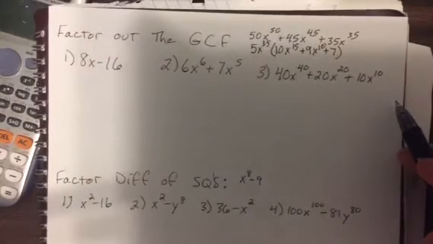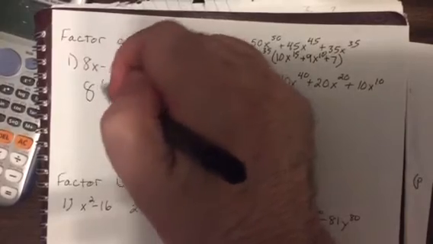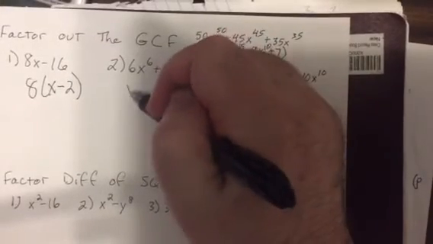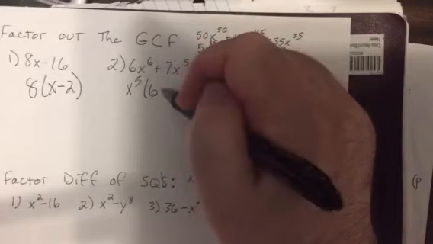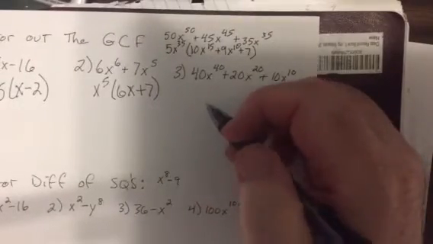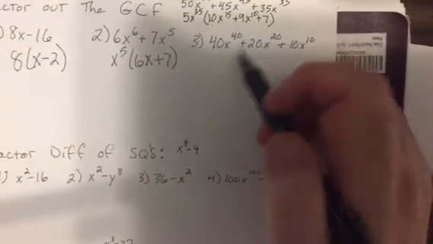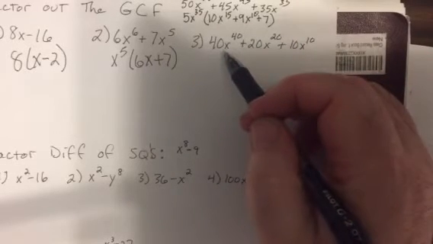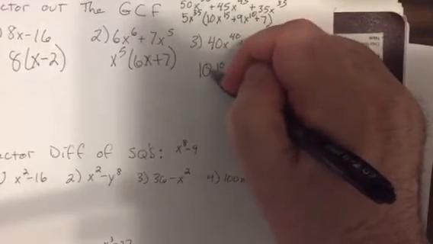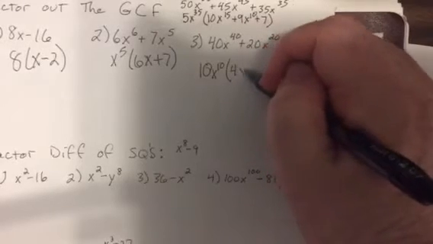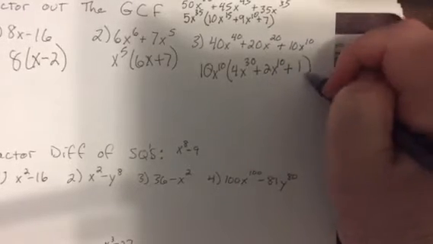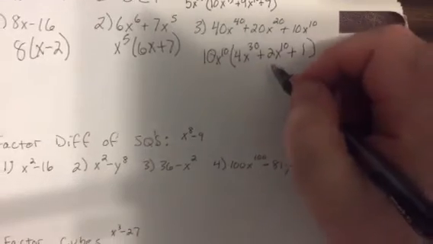So go to town. Okay, so 8 is common to both, so it's 8x minus 2. X to the 5th is common to both, so it'd be 6x plus 7. And this one, oh my goodness, why did I make it so big? Well, I can't even see it. There we go. So x to the 10th is in every term. And let's see, 10 is in every term. 10 goes in everything. So it'd be 10x to the 10th. So that would be 4x to the 30th plus 2x to the 10th plus 1. Don't forget, if there's 3 terms here, there better be 3 there.